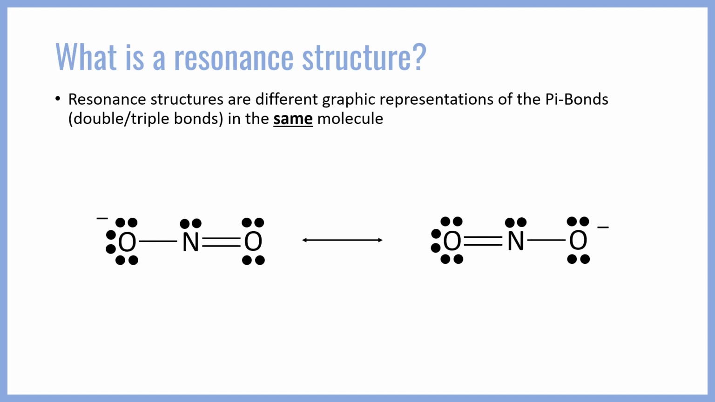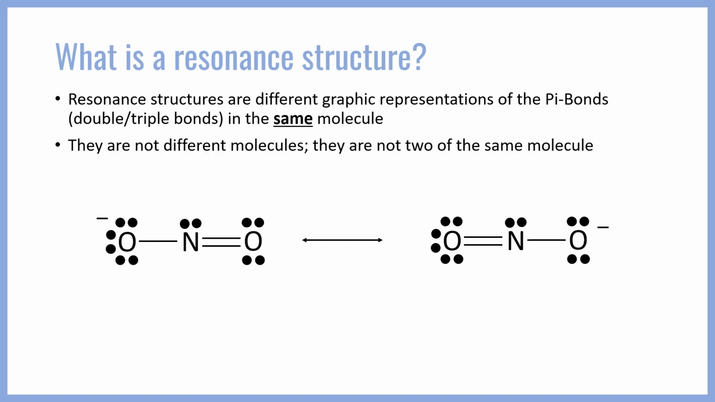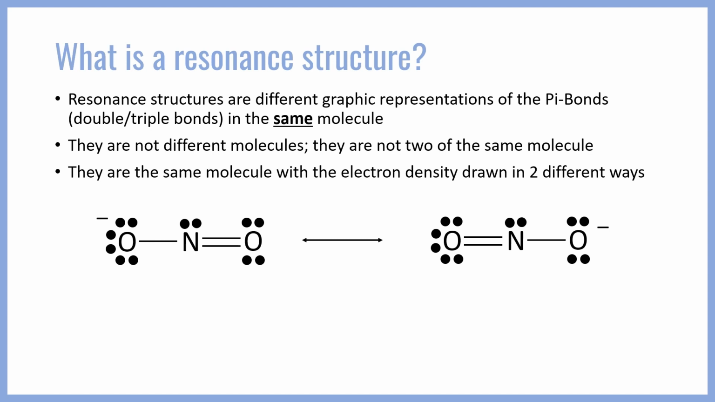These two are not different molecules, right? They are actually the exact same molecule drawn two different ways. I cannot stress this enough. They are the same exact molecule, just with the electron density represented in two different ways. In one case, showing the pi bond on the left atom, and in one case, showing the pi bond on the right atom.